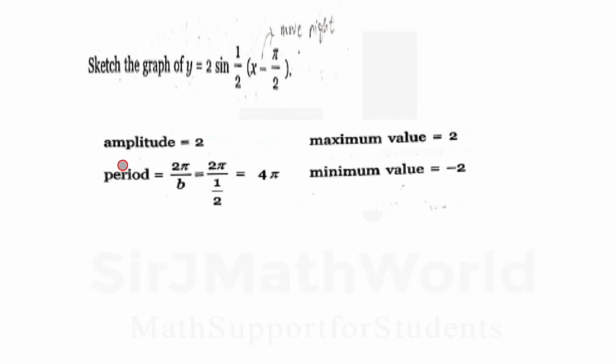Solution: the amplitude is equal to A, which is equal to 2. Since our amplitude is 2, we have a maximum value of 2 and a minimum value of negative 2. Then the period is 2 pi over B. Our B is 1/2, so we have 2 pi divided by 1/2. This will be equal to 4 pi.